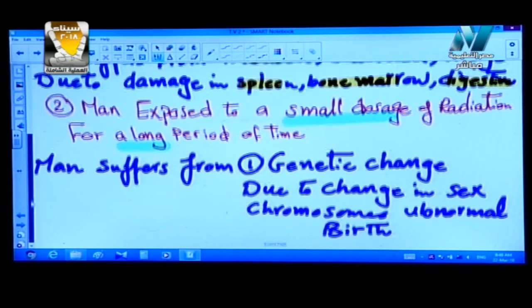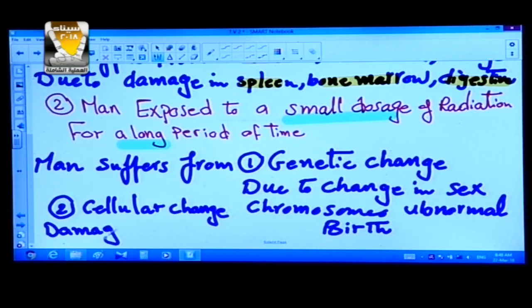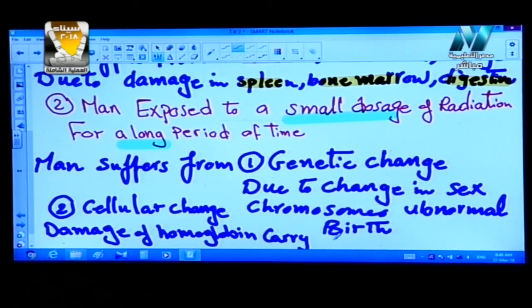And we have another symptom. اقول له طبعا ممكن اقول له نمبر 2 cellular change. طبعا هقول له damage of hemoglobin، والهيموجلوبين طبعا كاري مين؟ طبعا كاري اكسجين O2. يبقى we have two symptoms هنا genetic or cellular change.